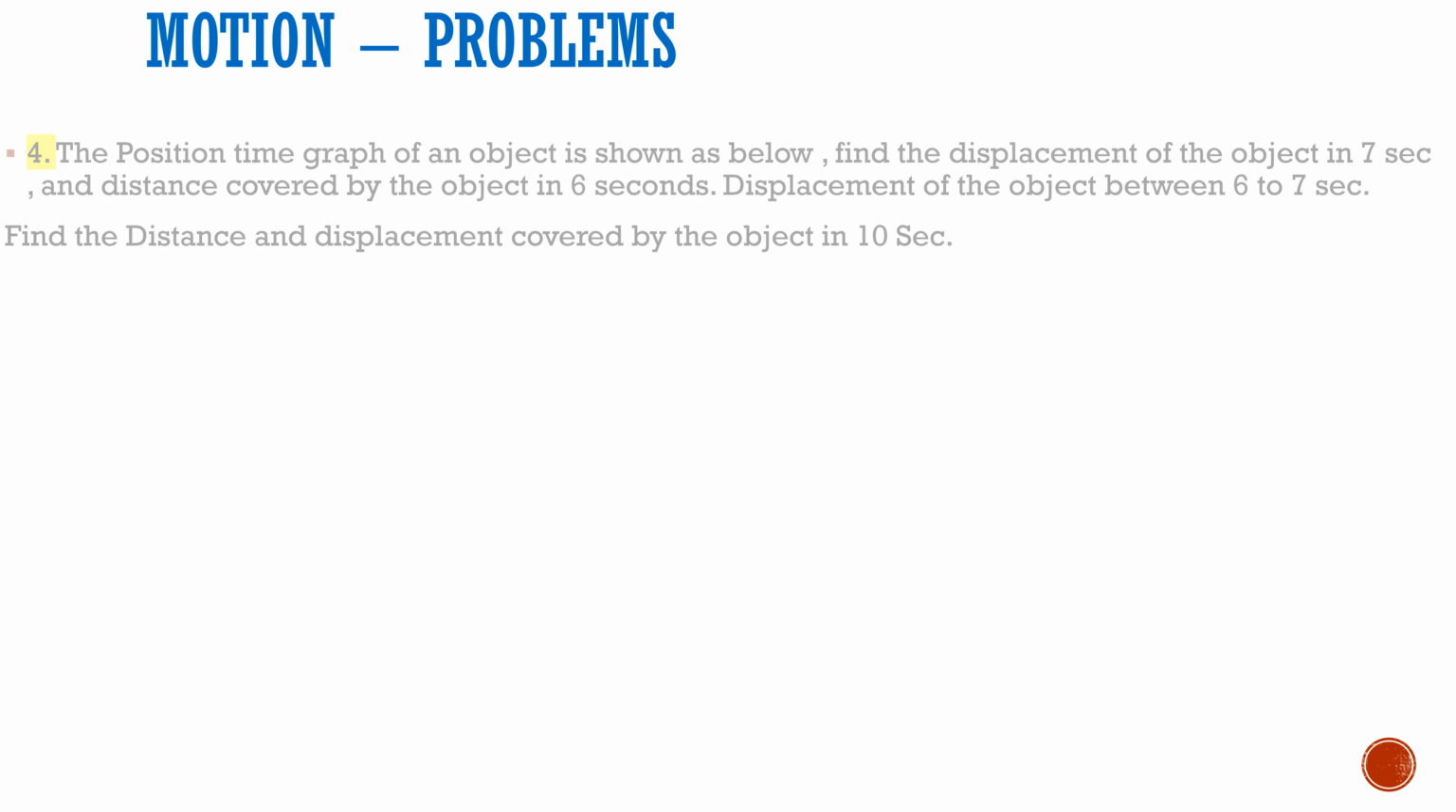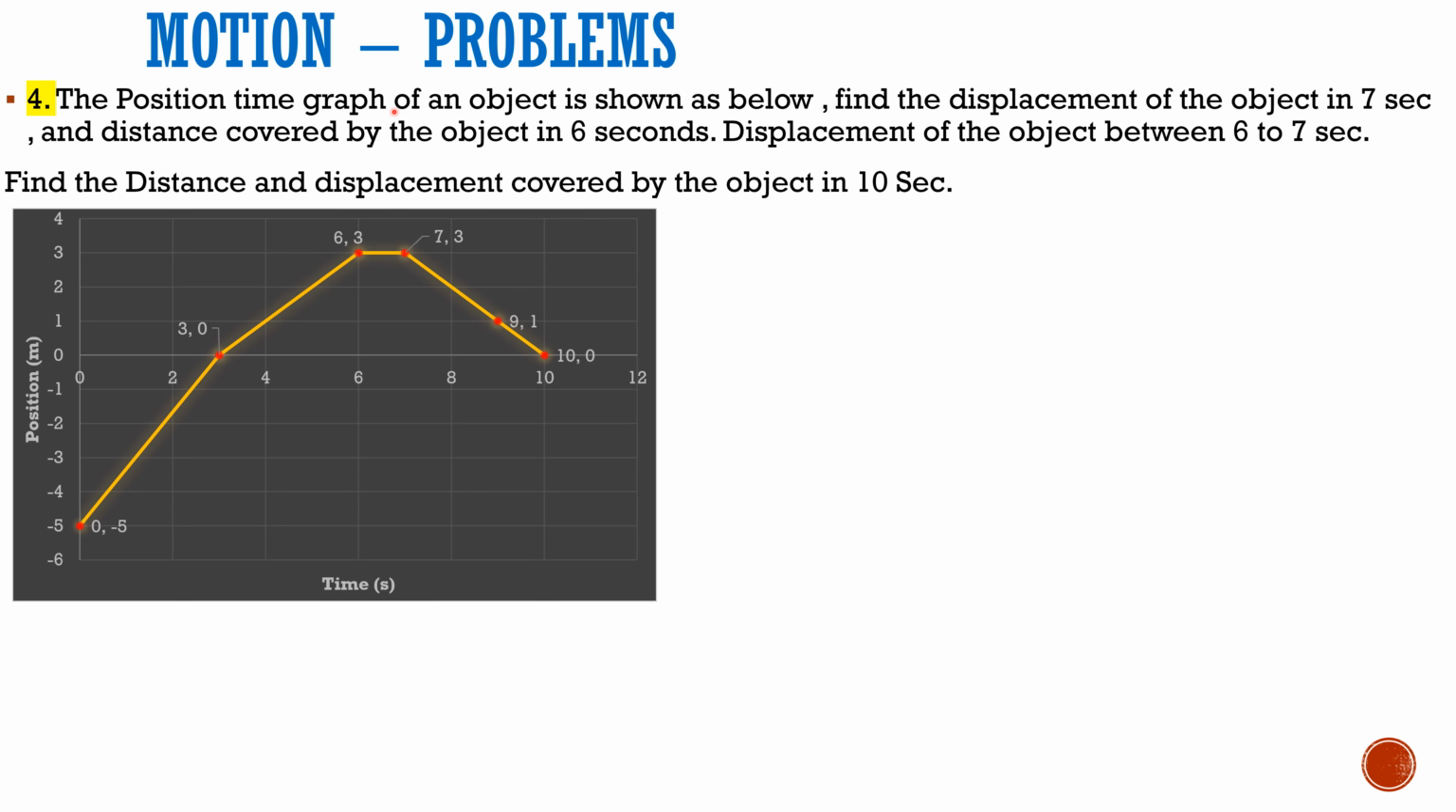So let's start with the first problem. The problem says that the position-time graph of an object is shown below. Position is on the y-axis and time is on the x-axis. We need to find the displacement of the object in 7 seconds and the distance covered by the object in 6 seconds, the displacement of the object between 6 to 7 seconds, and find the displacement and the distance covered by the object in 10 seconds.